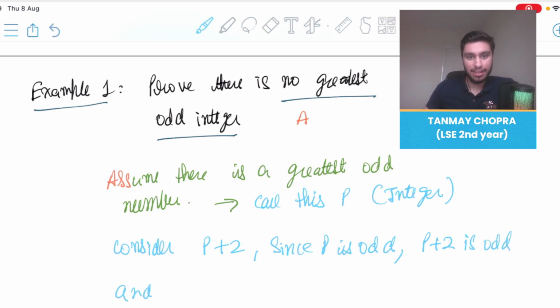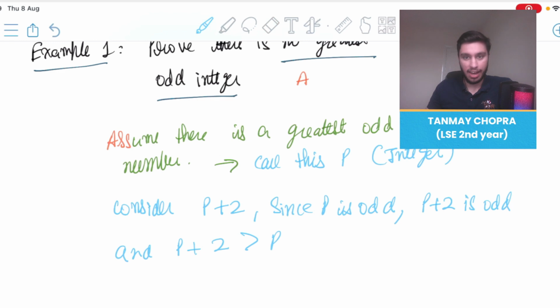And P plus 2 has to be greater than P, right? Because I added something to it. I added a positive number to it. So P plus 2 is greater than P. And what that means is P plus 2 is odd and P plus 2 is greater than P.